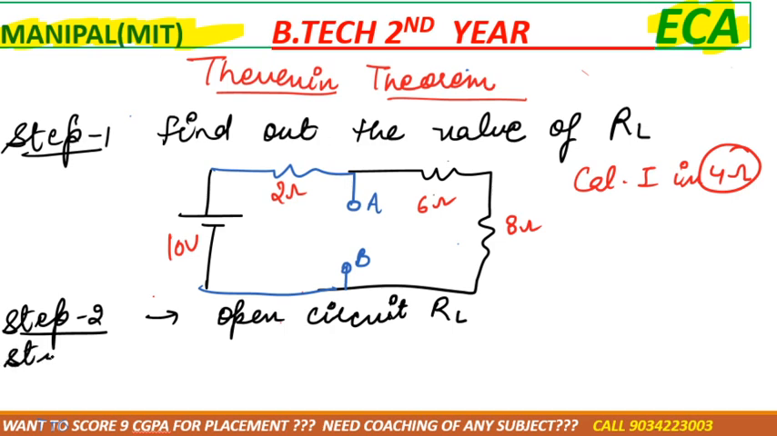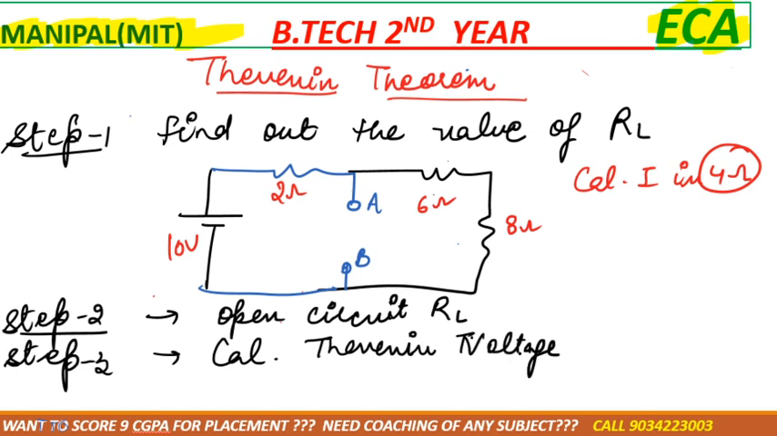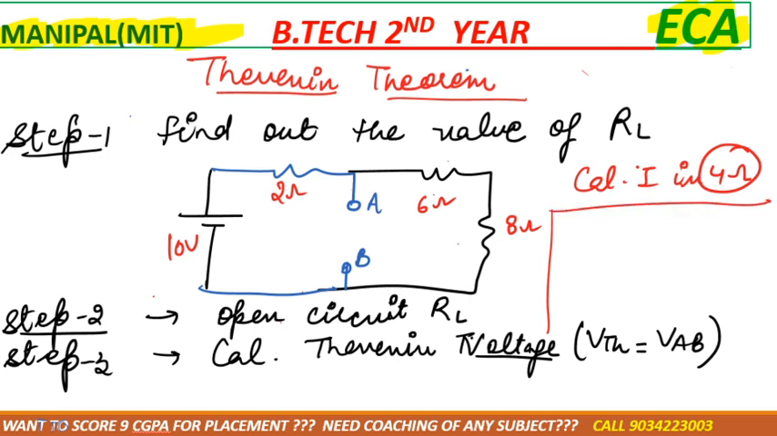Fine. After this, step number 3. We need to calculate the Thevenin voltage. It's based on the scientist Thevenin, so it's the Thevenin voltage, and it is denoted by V_TH, which is equal to VAB. Got it? Now you tell me, if you remember, how we can get the value of VAB.